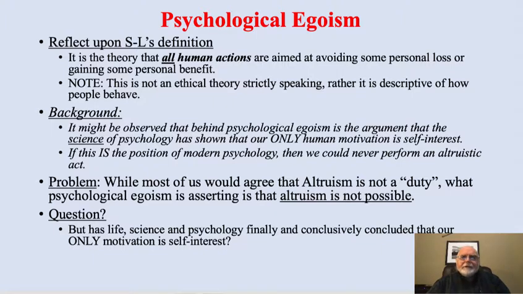Most of us would agree, firstly, that altruism is not a duty. In some circumstances, rescuing people and being a hero is required, for a fireman is expected to rescue you. It's his job. And there's a sense in which it's morally at least commendable, if not your duty, to render assistance to someone if you can, if they are in need. But what's important here is to say that psychological egoism is asserting that all altruism is just not possible. We have to do only out of self-interest.